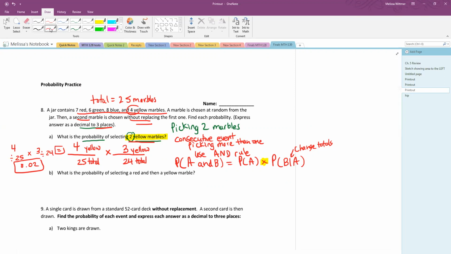Okay, so what is the probability now of selecting a red and then a yellow? So probability of red and then yellow. So red the first time and yellow the second. So order definitely matters here. So I'm going to have a fraction for each of these that I'm picking.